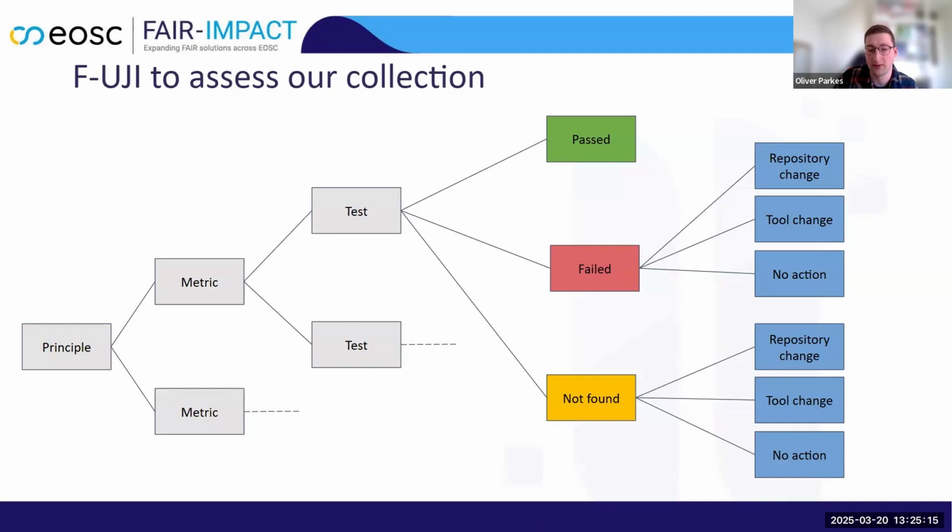Similarly, we also discussed not found, where F-UJI is unable to conduct the tests. We felt similarly to the failed criteria, that we might need to make a change so F-UJI can assess us. Maybe we're not machine readable enough, so sort of a similar result as a fail. Or perhaps there was a bug in the tool where it's not reading or accessing the information it should, in which case that needs to be reported, or again, take no action.